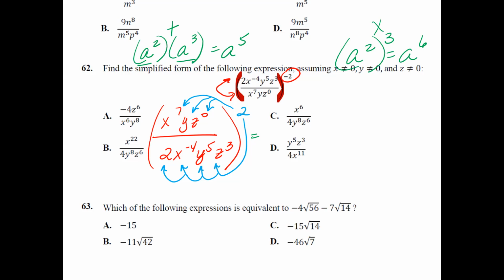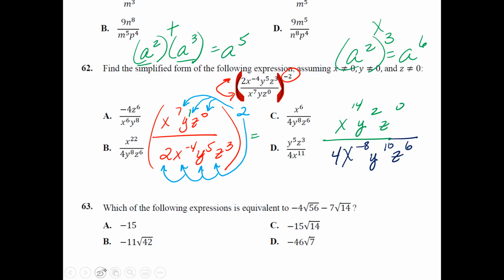So it's 7 times 2, which is 14. 1 times 2 is just 2. 0 times 2 is just 0. Then on the bottom, 2 to the 2nd power is 4, because 2 times 2 is 4. -4 times 2 is a -8. 5 times 2 is a 10. 3 times 2 is a 6.